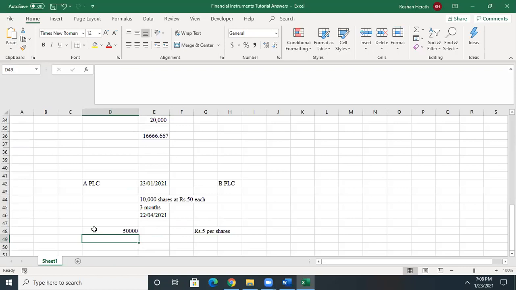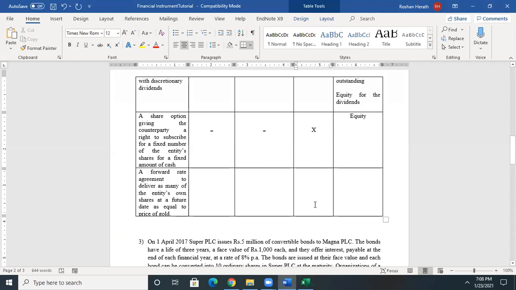If you are to issue a fixed number of shares for a fixed amount, it's a kind of equity instrument. So here the characteristic is a fixed number of shares for a fixed amount. That is the scenario, and there it gives you equity, right? So we see the transaction is a fixed number of shares for a fixed consideration, and that is why we treat it as equity.